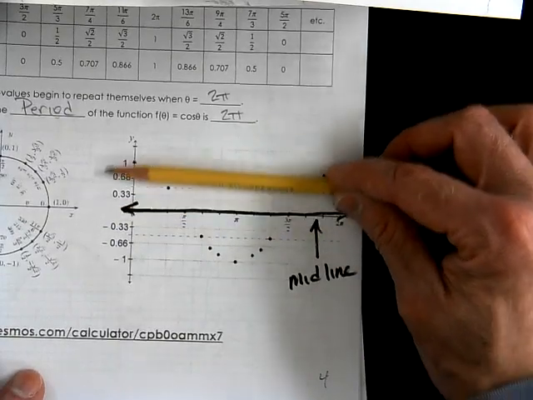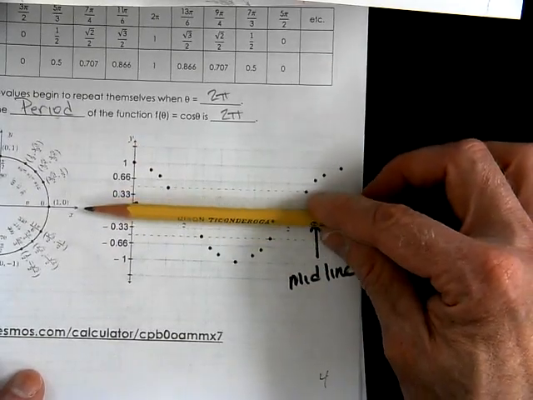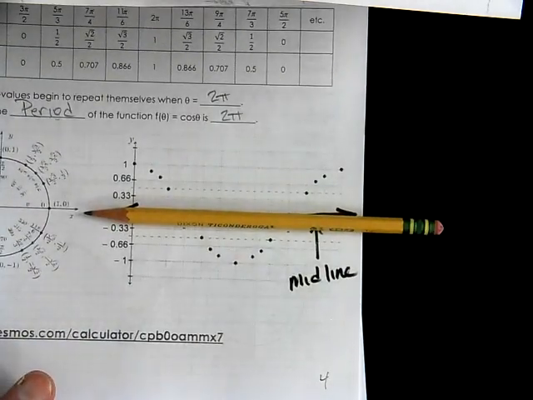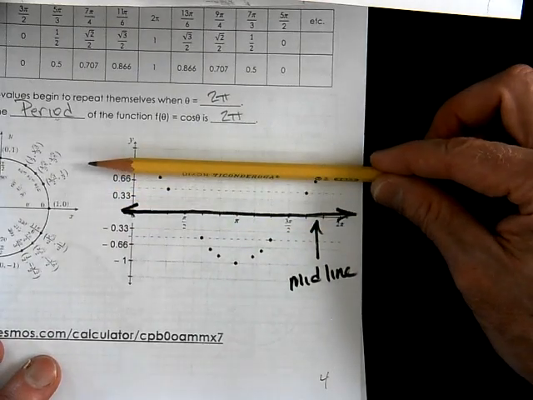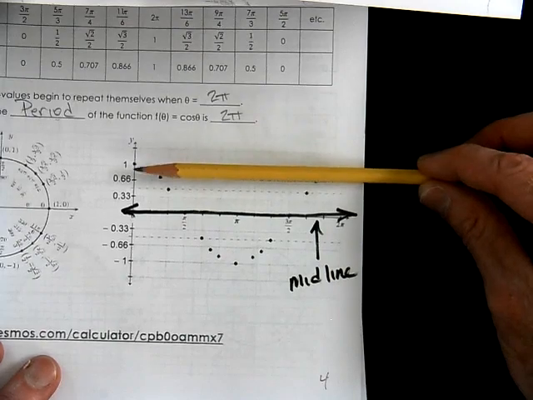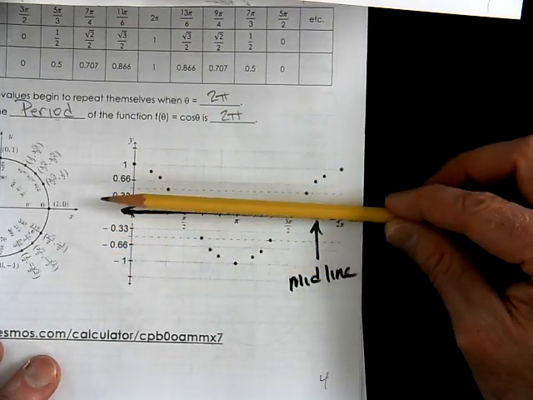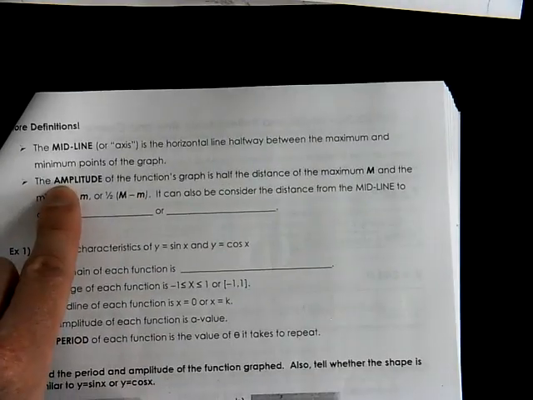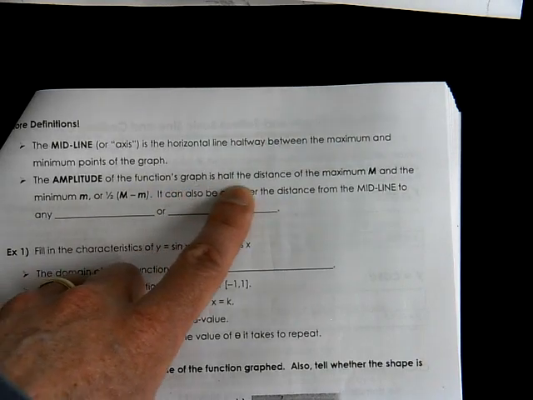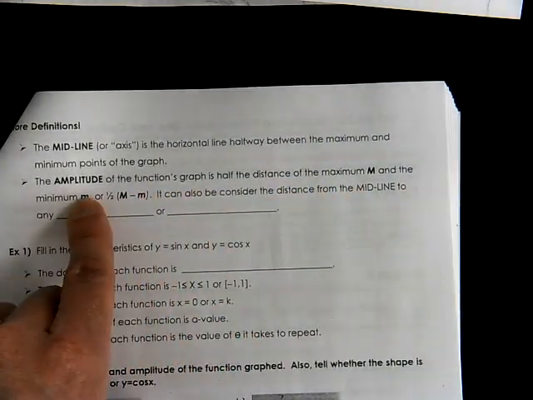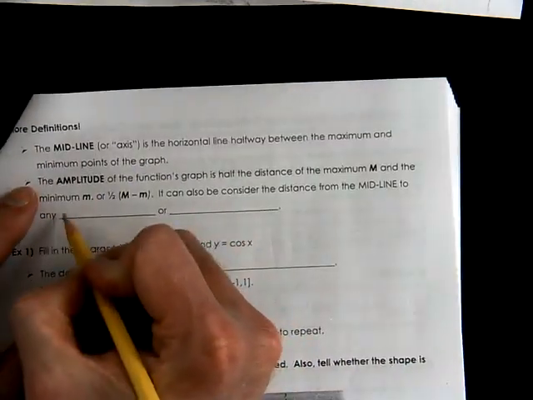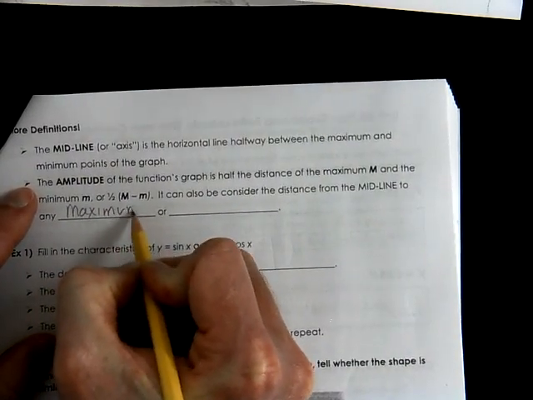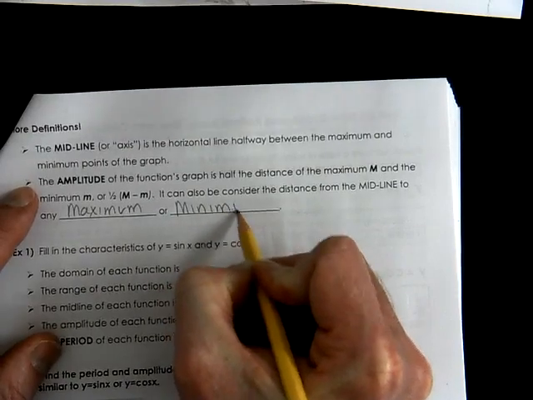It can change. It may not be the x-axis. Right now it's always the x-axis because the graph is as basic as it gets, the parent function. If we had some translations to it, that midline could change, and that'll take the maximum values up, and bring the minimum values up with it, that same amount. The amplitude of a graph is half the distance of the maximum and the minimum. It can also be considered the distance from the midline to any maximum point or minimum point.